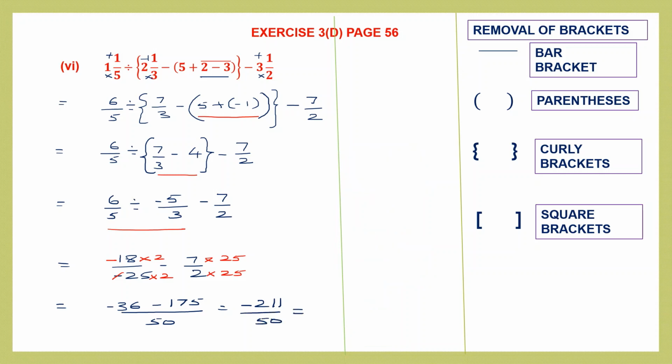Let's convert 211 by 50 to a mixed number. The minus sign remains. So divide 211 by 50. 50 into 4 is 200, minus, 1, 1 and we have 0. So our mixed number here is 4 and 11 by 50. And we have a minus sign here. So final answer will be minus 4 and 11 by 50.